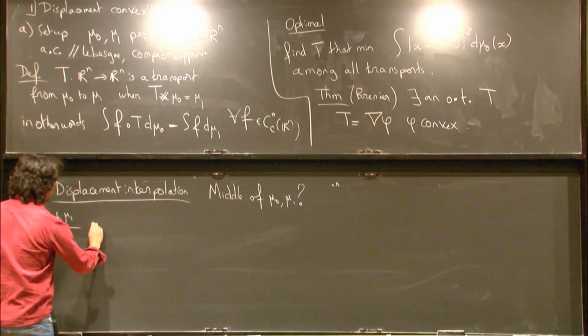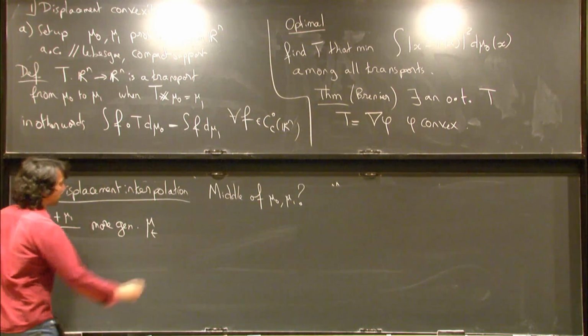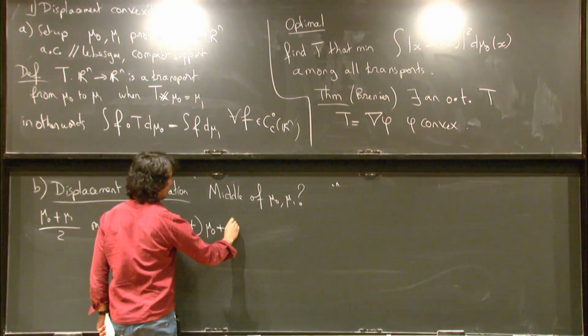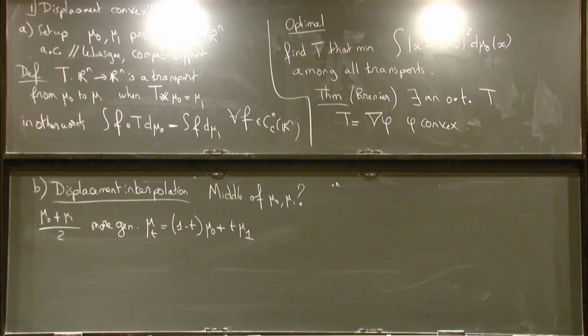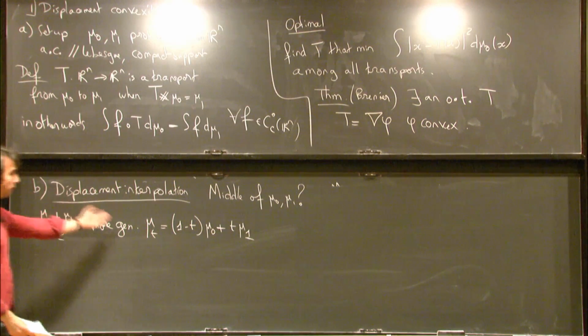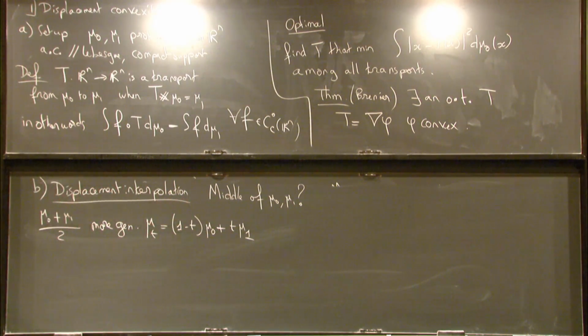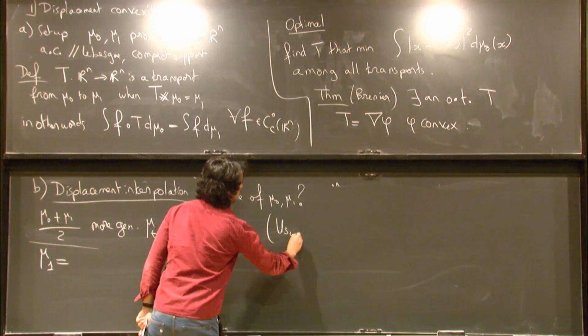And more generally, you could define mu t as the usual interpolation between two probability measures. Mu t is a probability measure on R^n, and mu0 is mu0, and mu1 is mu1. Okay. But there's another way to interpolate. So that I will call the usual interpolation.